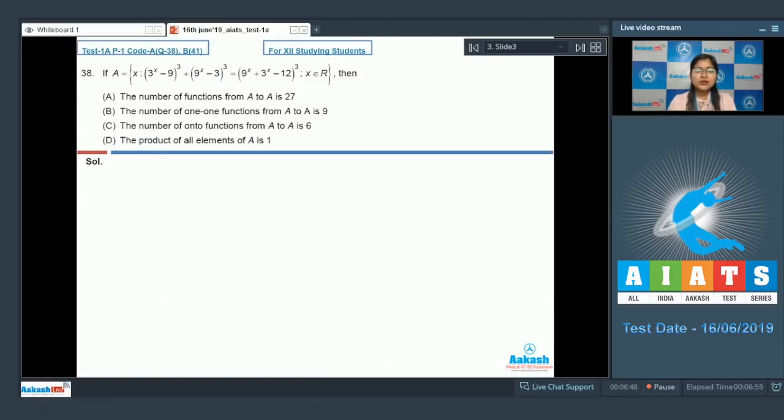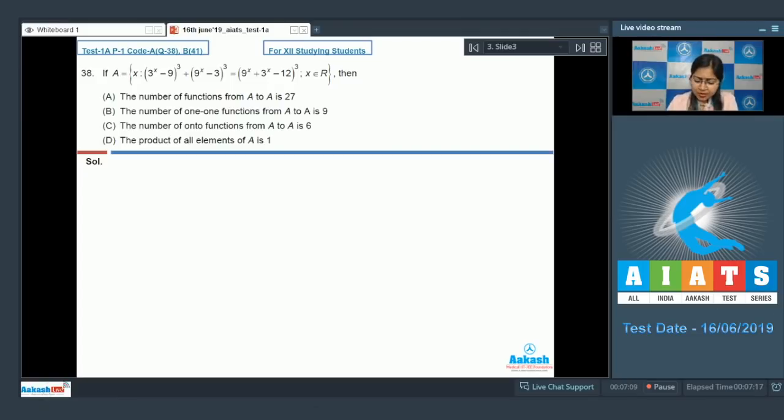Next is question number 38, in which a set A is given to us where x is such that (3 raised to the power x minus 9) whole cube plus (9 raised to the power x minus 3) whole cube is equal to (9 raised to the power x plus 3 raised to the power x minus 12) whole cube, for x belonging to R. Then we have to answer the following questions, right?